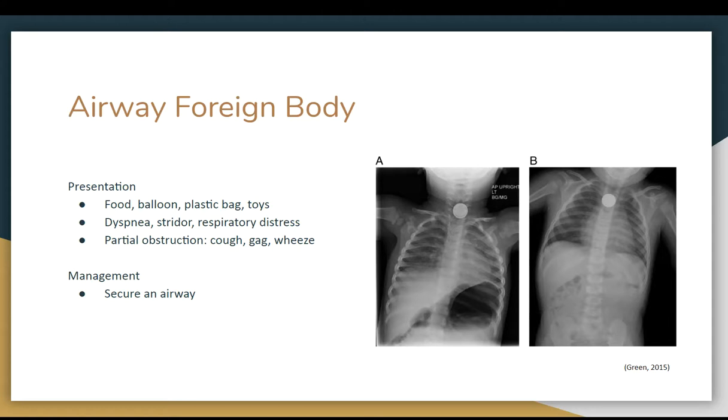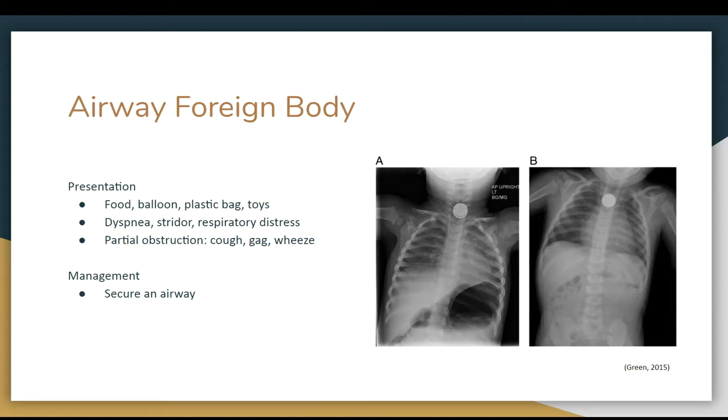So patients who have a partial obstruction can be a little bit tricky because they can come in with symptoms that sort of mimic a sudden onset of croup: cough, gagging, wheezing. In this scenario, the provider needs to have a high index of suspicion and consider getting x-rays. Dyspnea, stridor, and respiratory distress are more likely the more complete the obstruction. So the method of removal for this is going to depend on the patient's age and oxygen status.